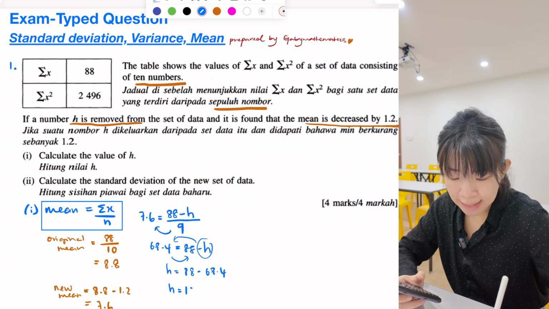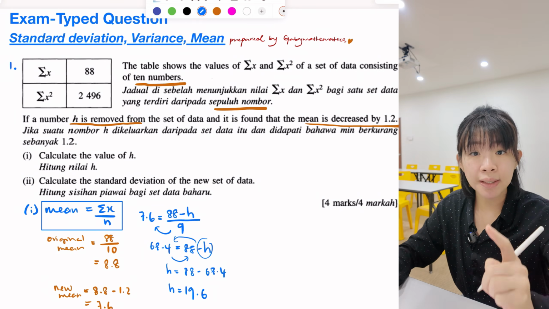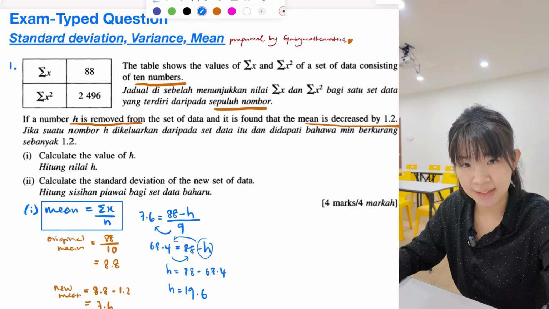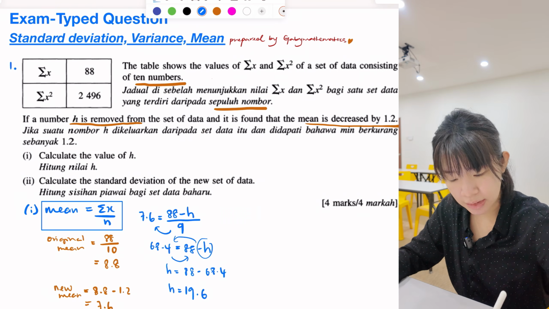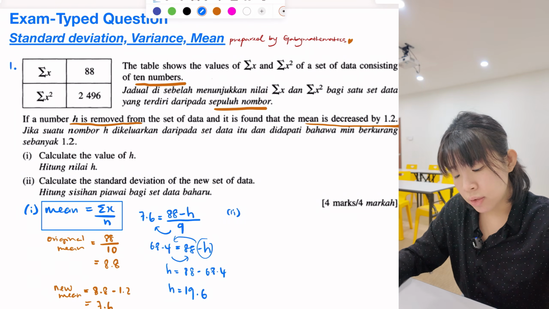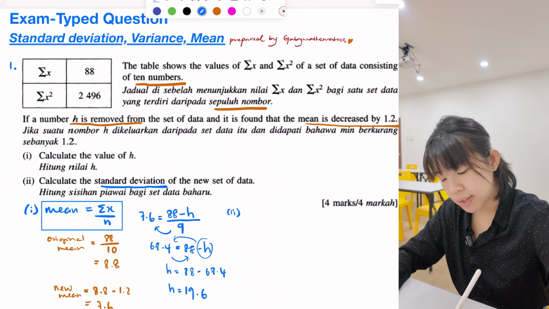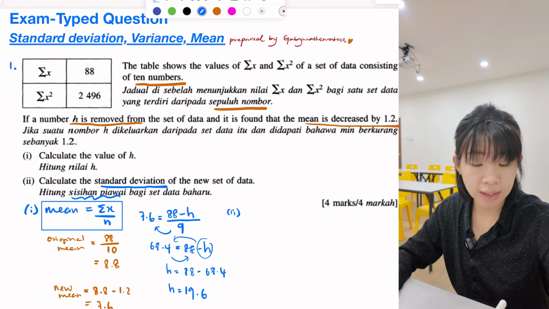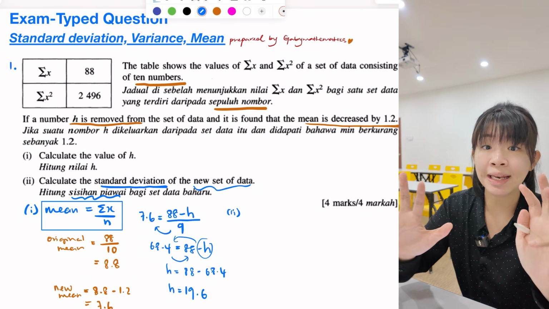So H is 19.6. So the number that has been removed is 19.6. Understand? Okay, let's look at part 2. They say calculate the standard deviation (sisihan piawai) of the new set of data. New set of data means when 9 numbers are left.